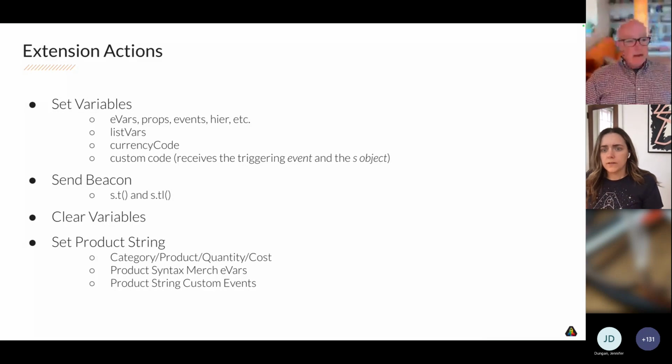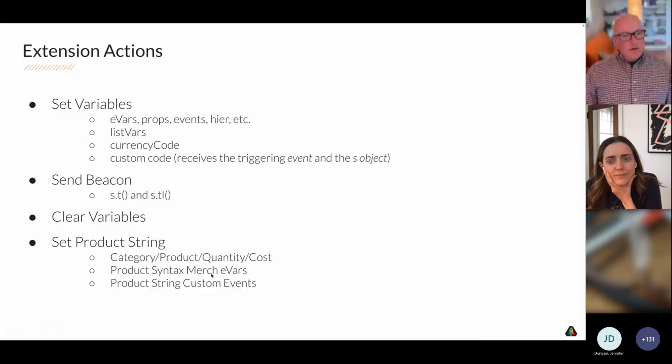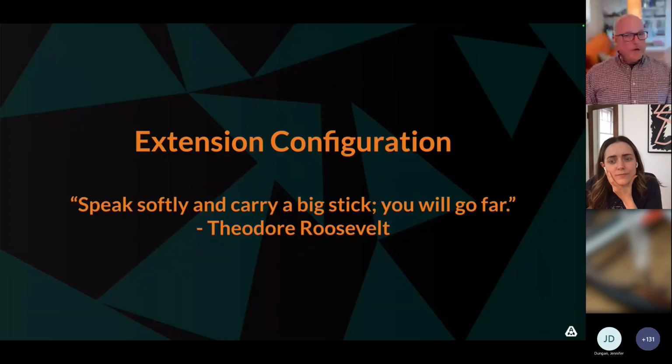And we also have a set product string action, and this is designed to look exactly like the set product string or AA product string builder extension. So it allows you to set the category, the product, the quantity, and cost. If you want to set those parameters, it allows you to set product string merchandising evars, as well as product string custom events.